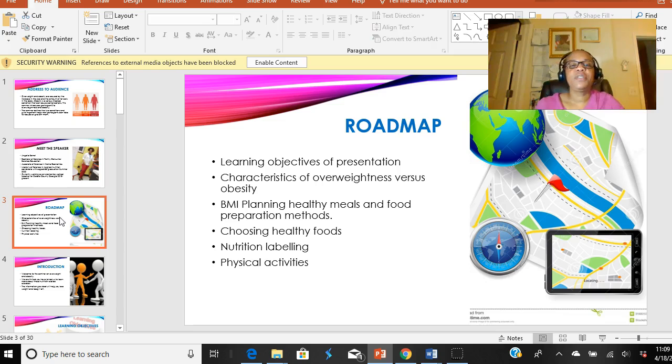The roadmap. So, learning objectives of the presentation, characteristics of overweightness versus obesity, BMI planning, planning healthy meals and food preparation methods, choosing healthy foods, nutrition labeling, physical activity. These are some of the interesting topics that are going to be covered in this presentation.